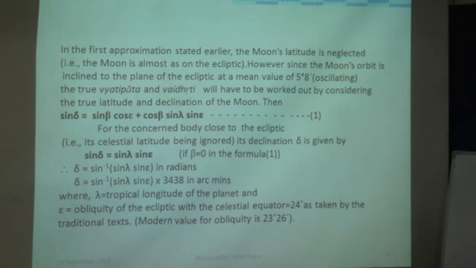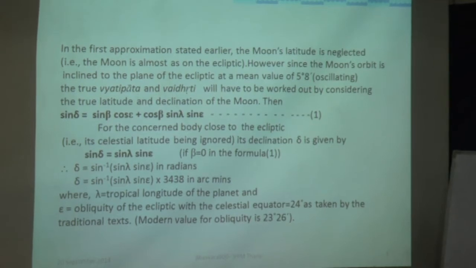In almost all our classical traditional texts, they have considered the obliquity of the ecliptic with the celestial equator equal to 24 degrees, but according to the modern value, we know the obliquity is 23 degrees 26 minutes.